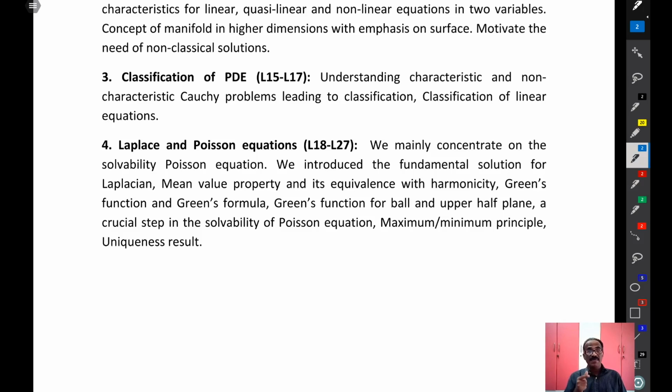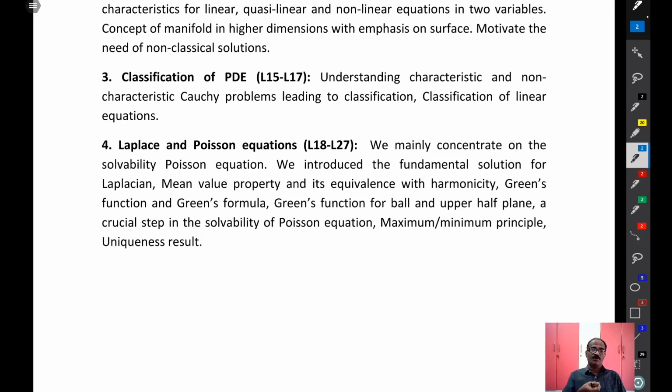What we did on the Laplace and Poisson equations was very minimal in the first course. The main idea was to introduce the fundamental solutions, Green's function and the mean value property. We have not done solvability much, except very little in one or two specialized cases, and we will see more in the coming course, which we will explain soon. The important thing is that you have to recall all these results and go through them.